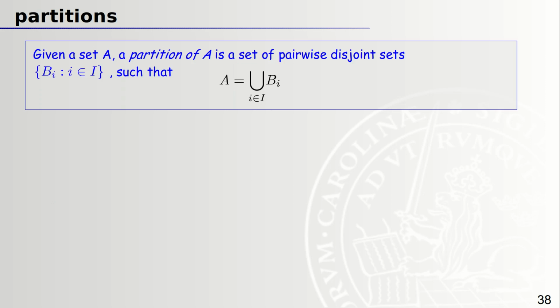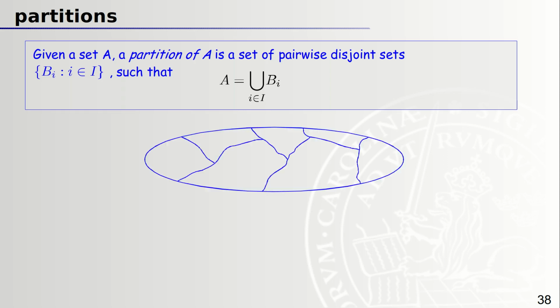A concept closely related to equivalence relations is that of a partition. Given a set A, a partition of A is a family of pairwise disjoint sets, such that the union is equal to A. You can think of a partition as a complete subdivision of A into smaller subsets. Every element of A is an element of exactly one set in that partition.